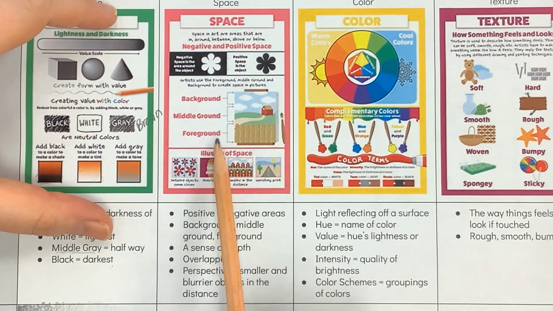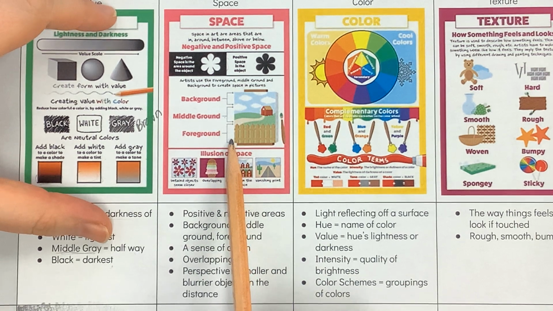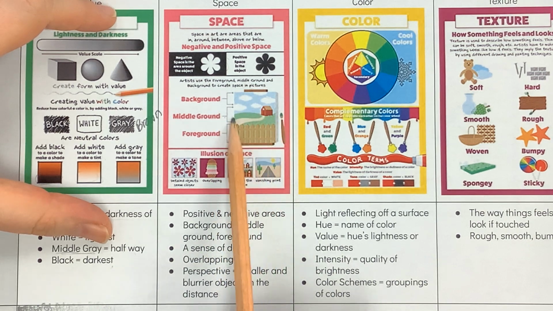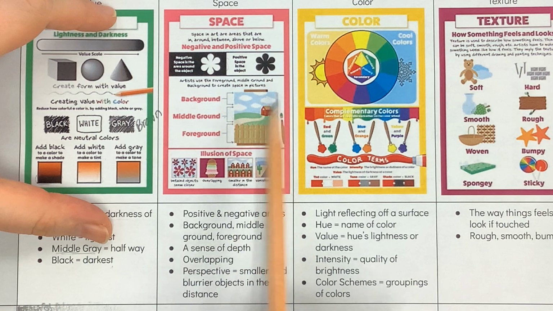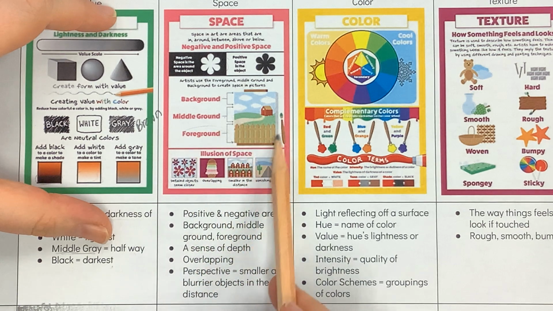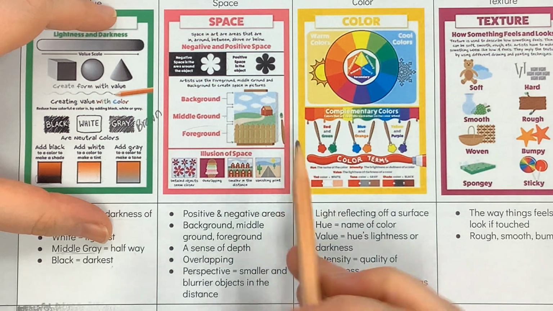Space can also be talked about as background, middle ground, and foreground. That's something that you learned in elementary school. Our background generally is at the top of the paper. It's the farthest away from us. Our middle ground is in the middle of the paper, between the background and foreground. And our foreground, those are generally the largest, and they're the closest to us. They're generally at the bottom of the paper.